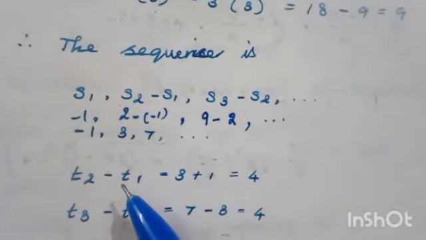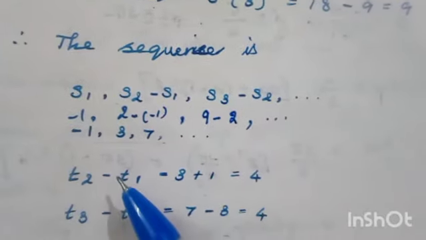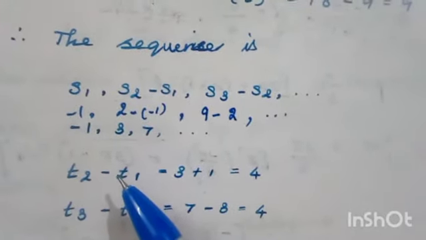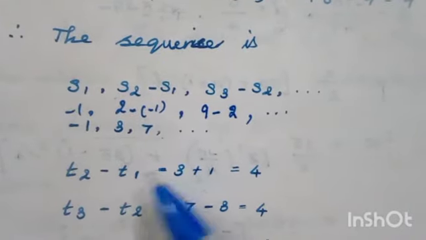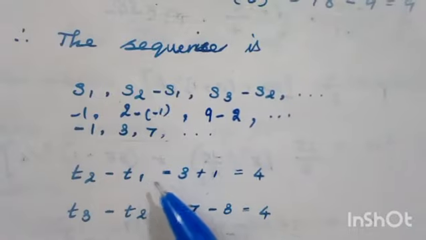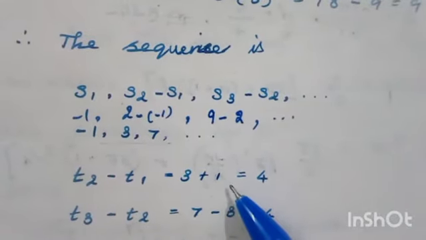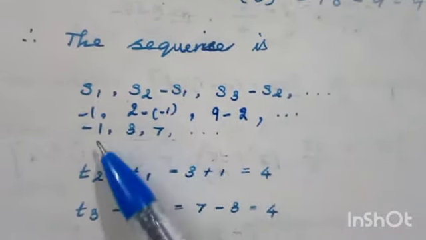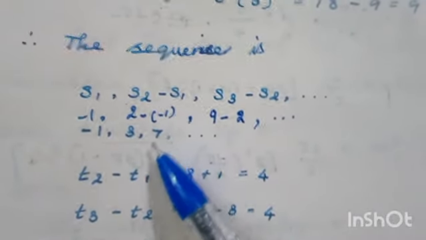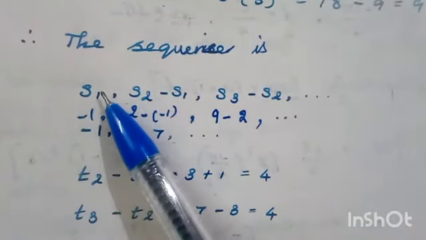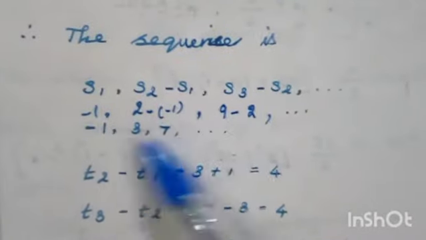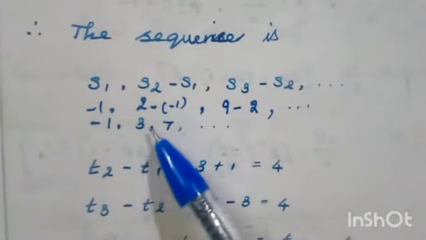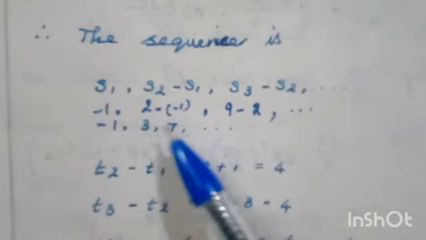We want to prove that the sequence is an AP, the series is an AP. So we have to prove that T2 minus T1 equal to T3 minus T2. First you have to find T2 minus T1. So that is 3 plus 1, so that is equal to 4. Here it is T1, T2, T3. First we found S1, the sum of first term, sum of second term, sum of third term, sum of three terms. Here we make it as a sequence. That sequence is minus 1, 3, 7. So that is T1, T2, T3.